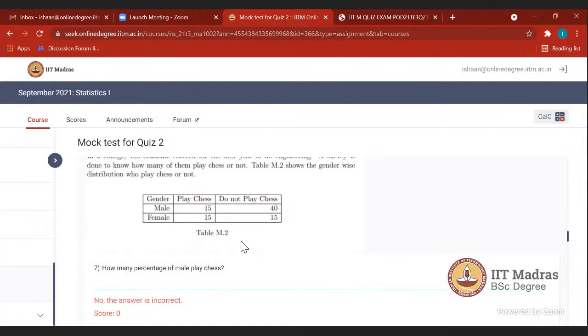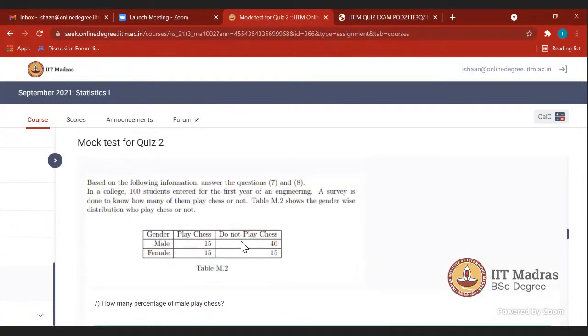Sir, other than the answer, the table is also not adding up to 100. I guess it's 85 only. Is it necessary? It should not necessarily be 100, right? It's saying that 100 students entered. Because the table is not written in percentages, there's some mistake in the question itself, maybe.